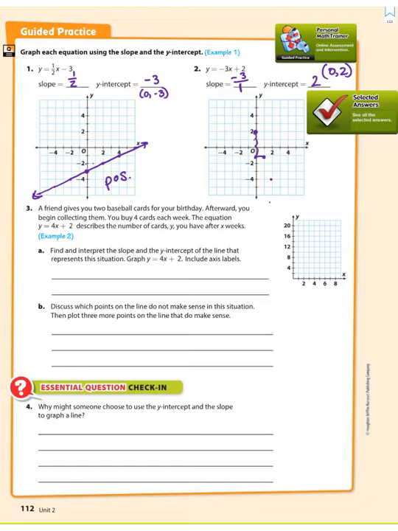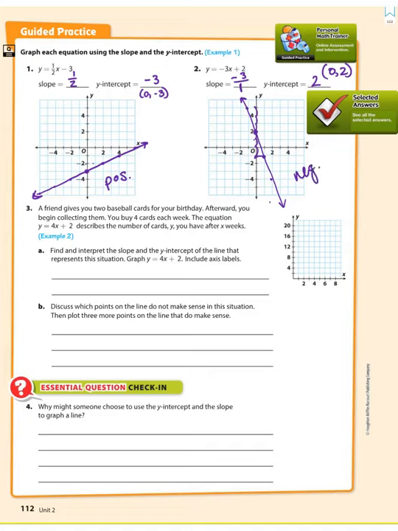Okay, and then the opposite of that is we can go up 3, 1, 2, 3, over 1. Okay, and this is a pretty steep slope. We're going to connect our dots. Oops, that's not super accurate. Okay, so there is our graph, and this one is starting high and it's falling, so this is negative.